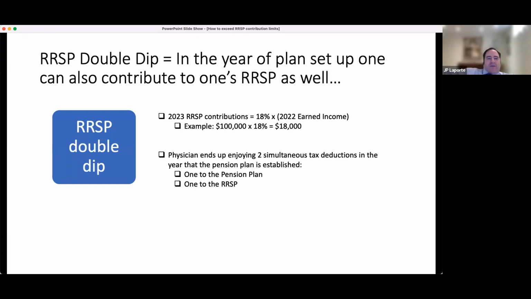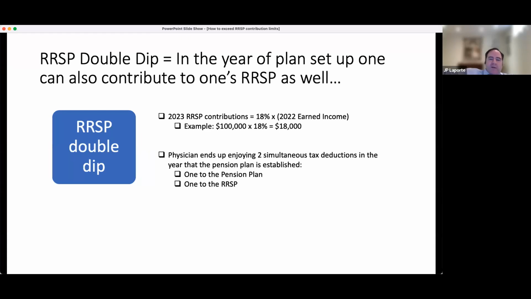All right, so this RRSP double dip is something that we can do in the year that the plan is set up. Not only are we allowed to do the past service, and I'm going to talk later about the annual contribution, we're also allowed a third contribution that's tax deductible, and this one goes into the RRSP. So it's the RRSP double dip.